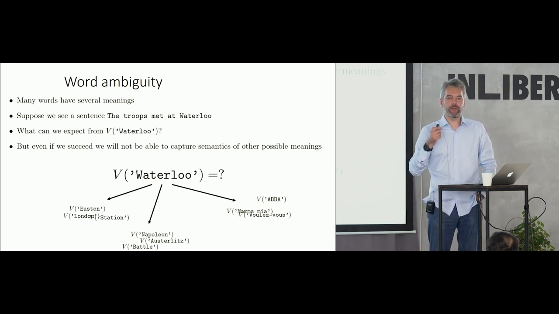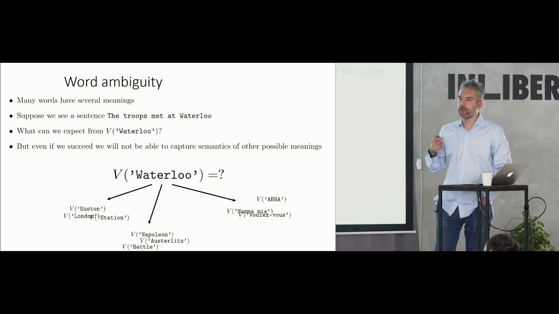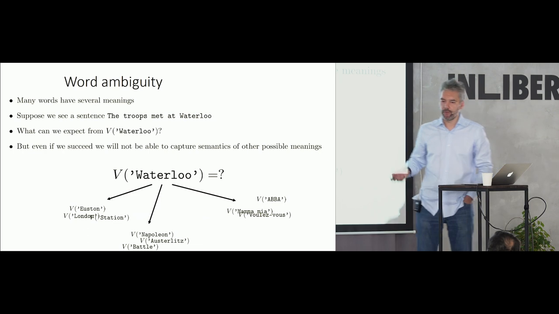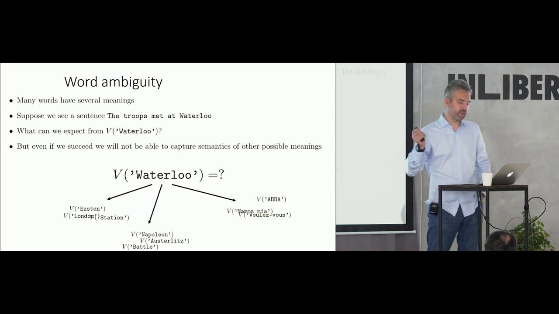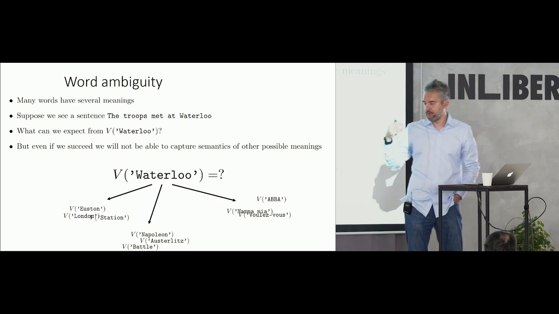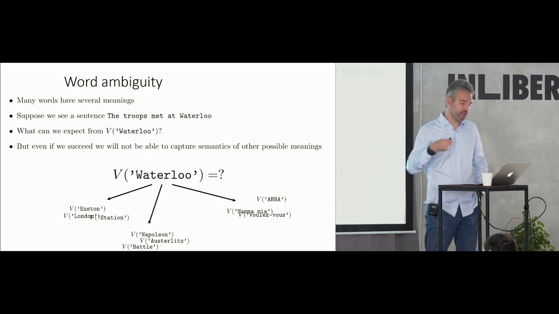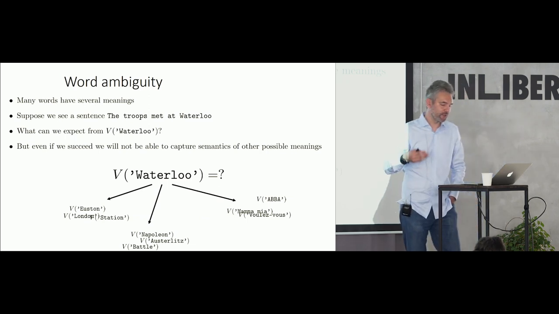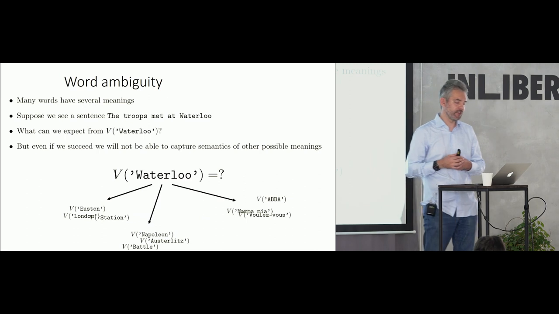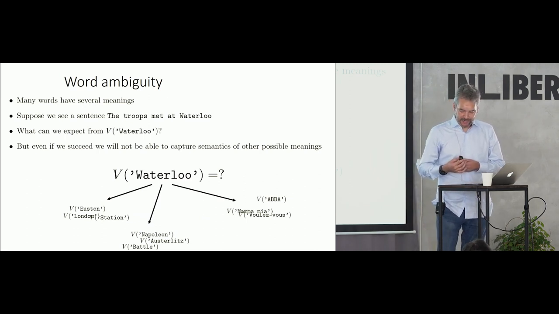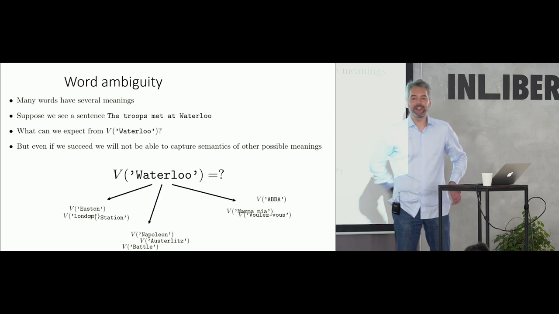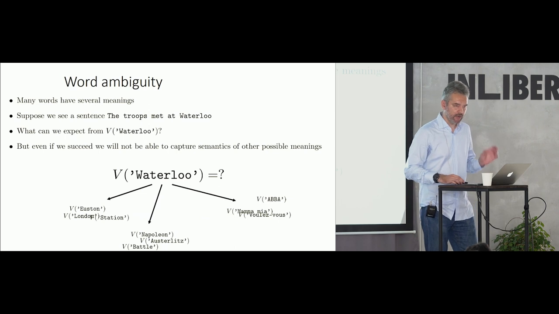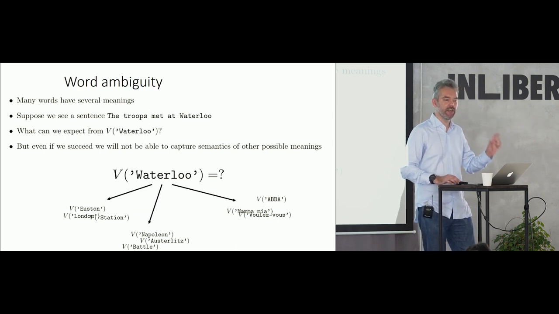So if we run the word2vec model and build a vector representation for the word Waterloo, it's not clear whether this vector representation will be close to vector representations of words which correspond to stations in London, or to vector representations of words somehow related to the Napoleonic Wars, or close to vector representations of words related to ABBA and its hits. So what would be highly desirable? Can we extend the model in such a way that we would be able to assign a vector representation not to the word itself, but to its meaning?